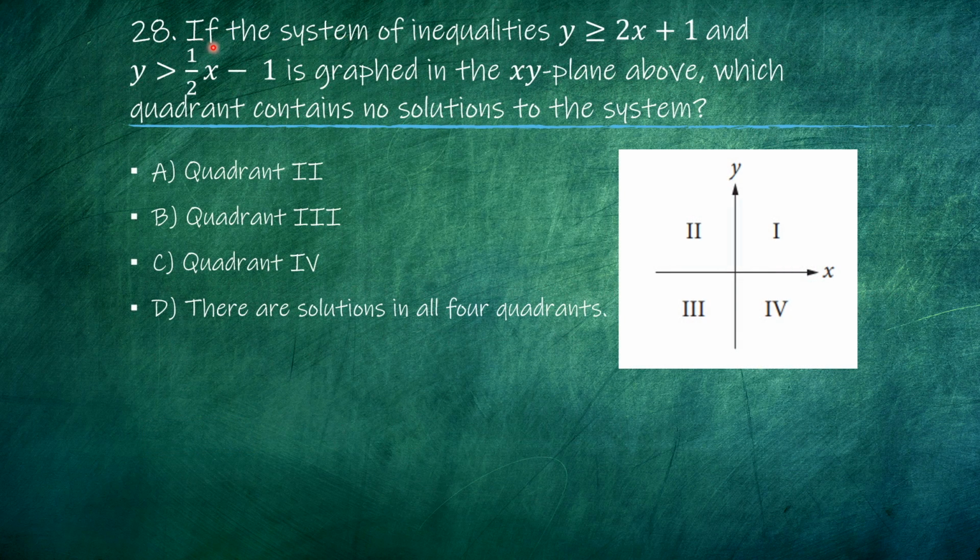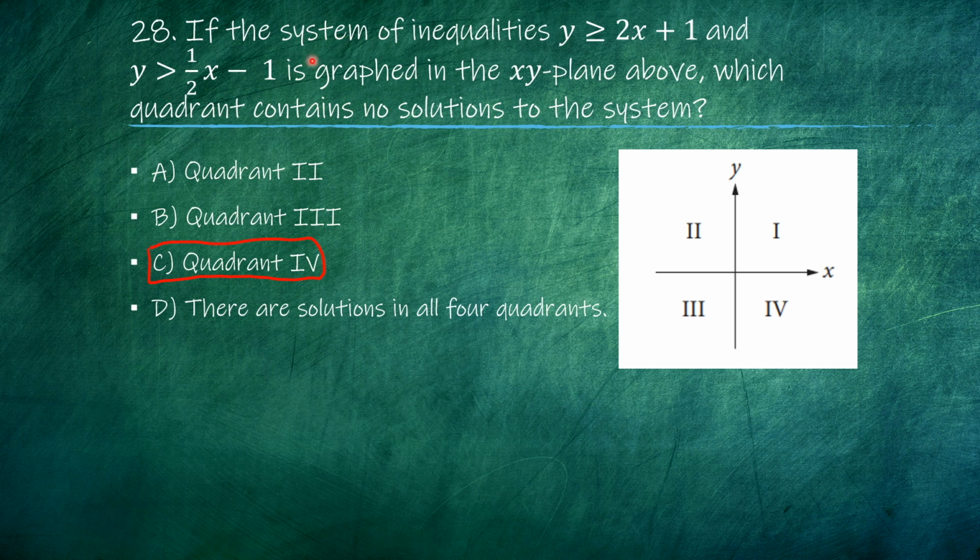Question 28. If the system of inequalities, this inequality and this inequality, is graphed in the xy-plane, which quadrant contains no solution to the system? Once again, pause the video and try to solve the question. The answer is C.